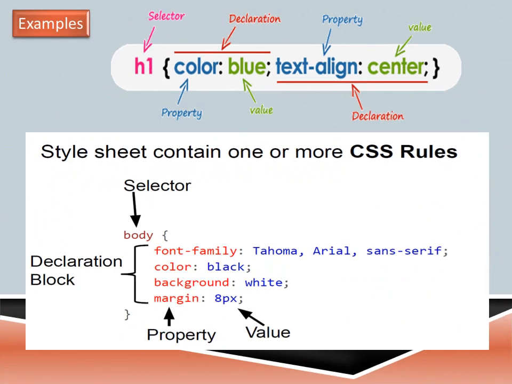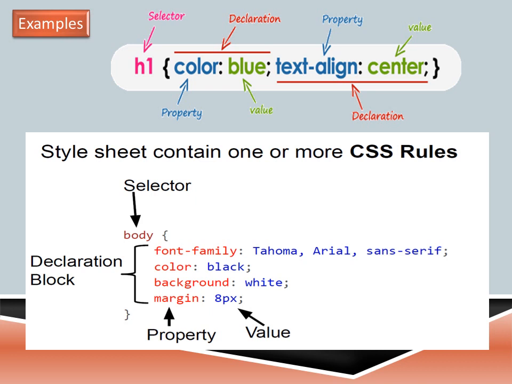Now further examples are here, like h1 with color blue and text-align colon center. The rules defined here are used in the same way in your programs. Like in normal HTML, we write bgcolor equal to blue or color equal to blue, where we define the value of an attribute using the equal to sign. Here the colon sign is used.